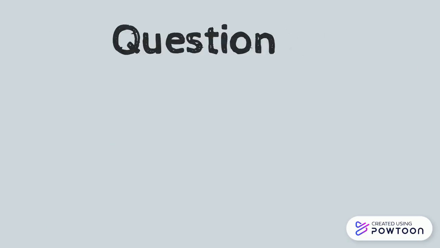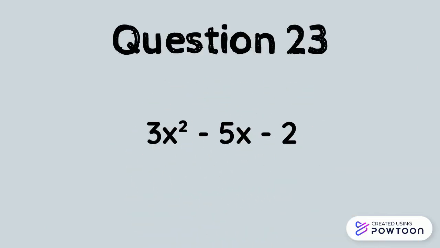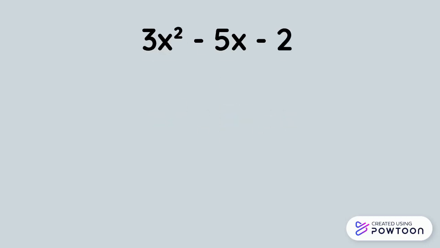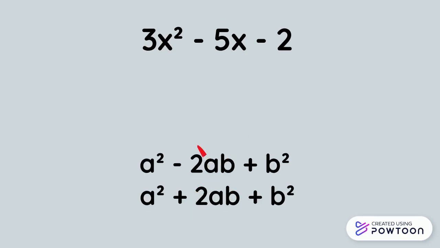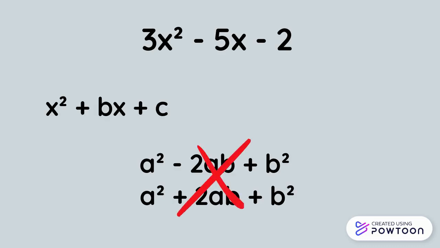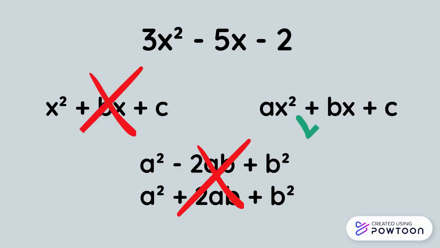For question 23, 3x squared minus 5x minus 2, the first thing we would do is look for any common factors. There are none, so now we need to figure out what type of equation it is. There's only one square number, so it can't be a perfect square trinomial. In the first term, a does not equal 1, so it can't be a simple trinomial either. So that means it has to be a complex trinomial.